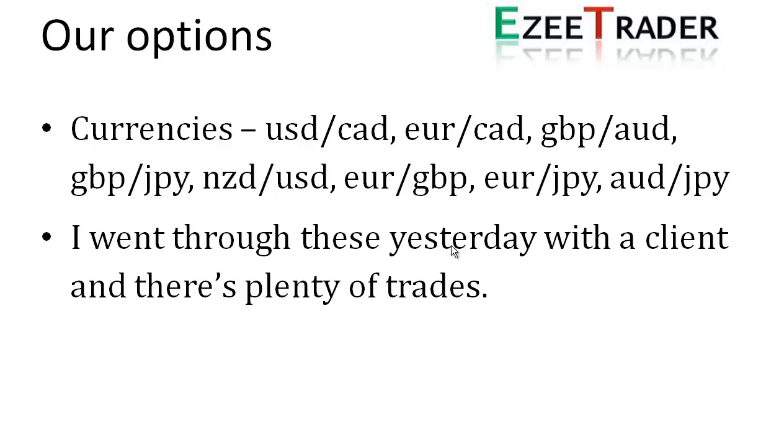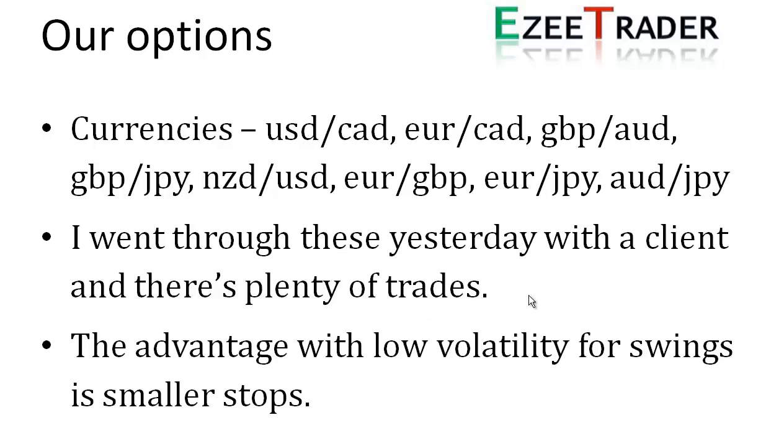Now, actually, this is Charlie's slide. He found plenty of trades when he went off these. The one other advantage a lot of people overlook is with low volatility for swings, you can get away with smaller stops. You should also be adjusting your targets, adjusting your stops even on intraday trades. There's no point if you normally use a 15 or 20 point stop. You may consider bringing it down accordingly.